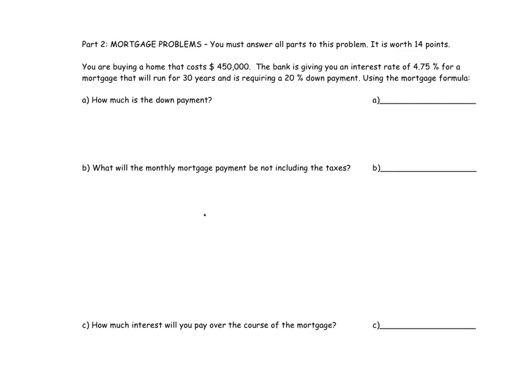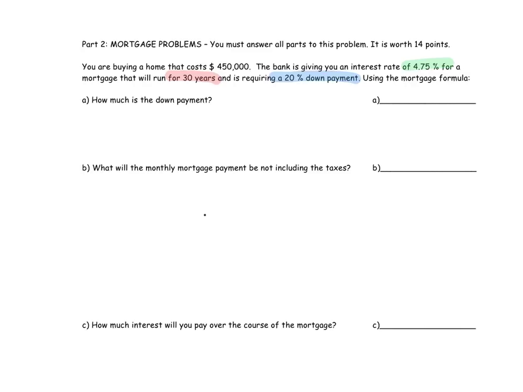Part 2, you are buying a home that costs $450,000. The bank is giving you an interest rate of 4.75%. The mortgage will run for 30 years, and the bank requires a 20% down payment for this house. Part A, how much is the down payment?